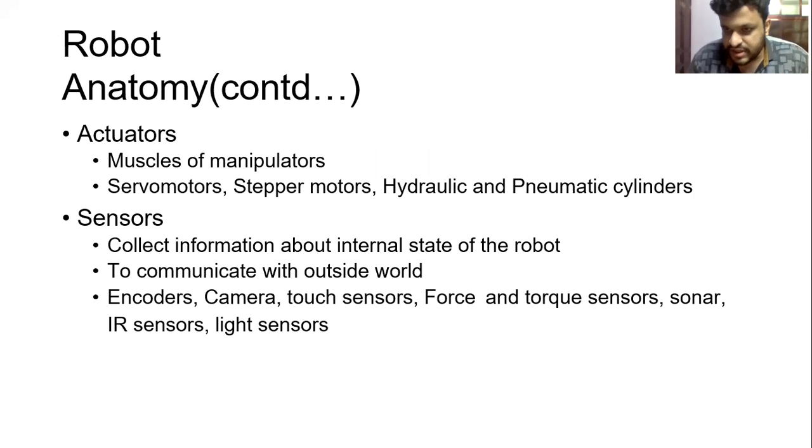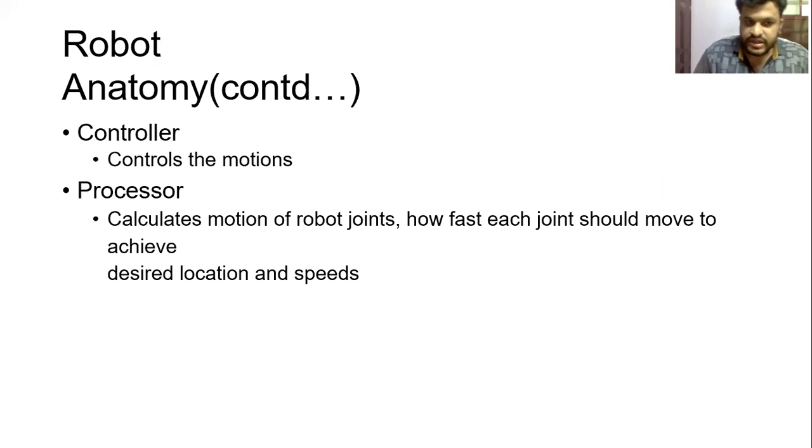What is the use of a sensor? By using the data from the sensor, a robot can communicate with the outside world. Examples of sensors are encoders, camera, touch sensors, force, torque sensors, IR sensors, light sensors, etc. Then controllers. These controllers are, we can say, a computer present in the robot.